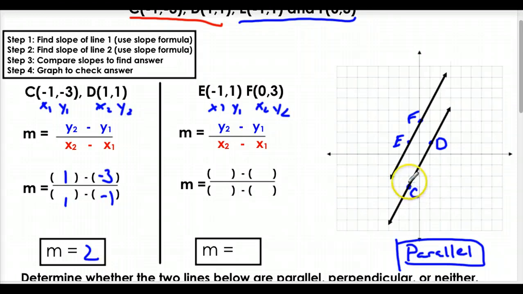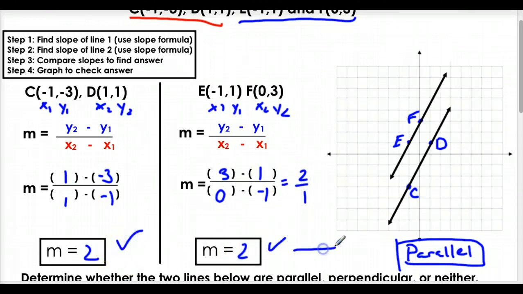We'll do that in a second. Now our second one, our y2 is 3, our y1 is 1, and our x2 is 0, and our x1 is negative 1. We put this in the calculator, and you should get 2 over 1, which is just 2. And sure enough, the slopes are the same, and look at that. They are, in fact, parallel.